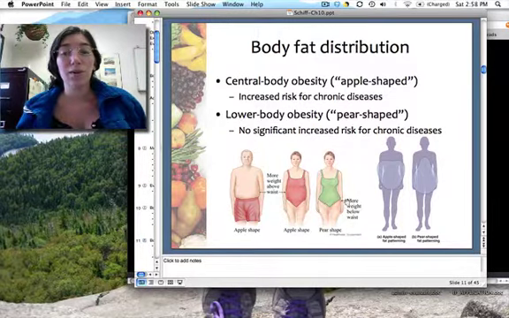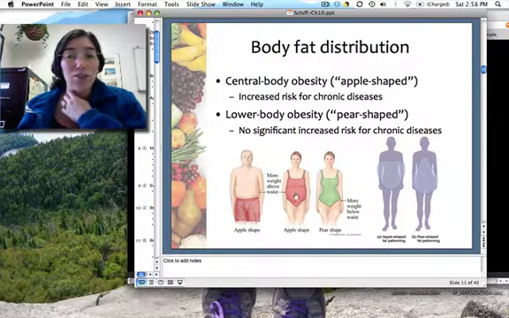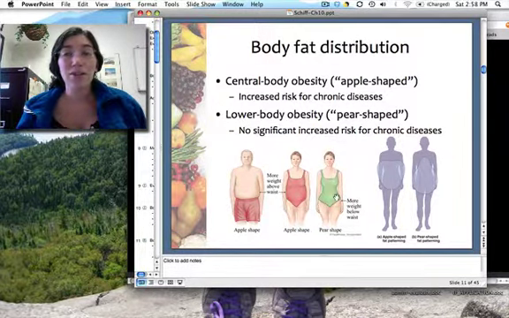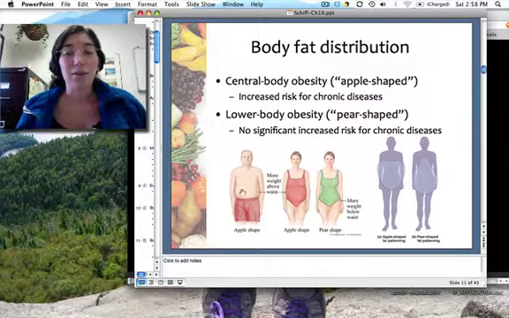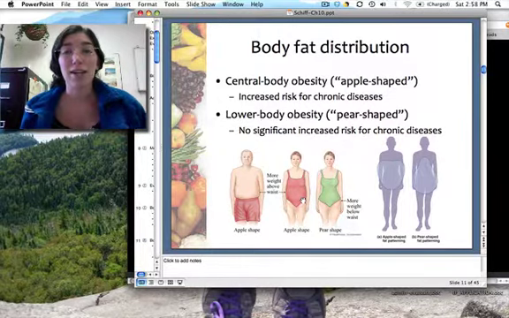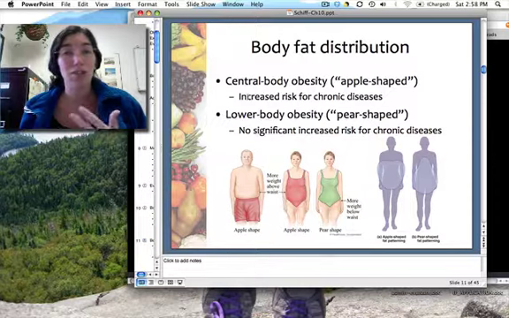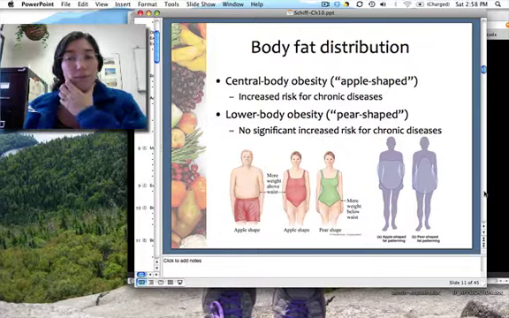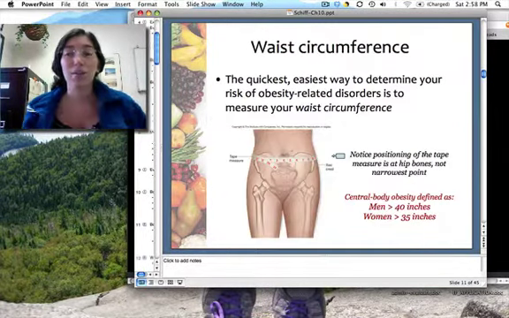Whereas people who gain weight in their lower body, sort of in their butt and thighs, and not in their central body, these are the pear-shaped people. These people are not so much at risk for diseases as people who gain weight in this apple-shaped body patterning. This central body obesity is much more associated with increased risk of heart disease, hypertension, type 2 diabetes than lower body obesity, interesting enough.